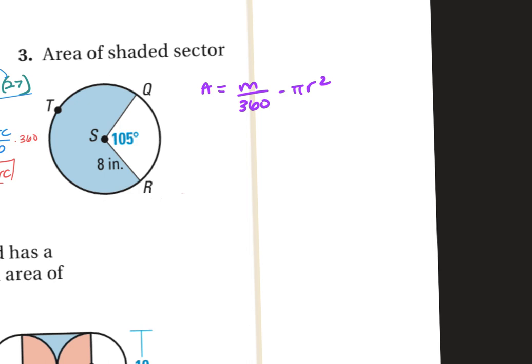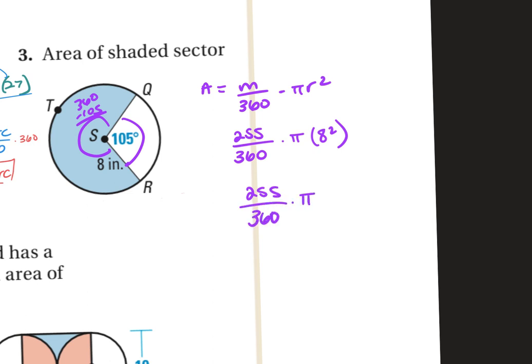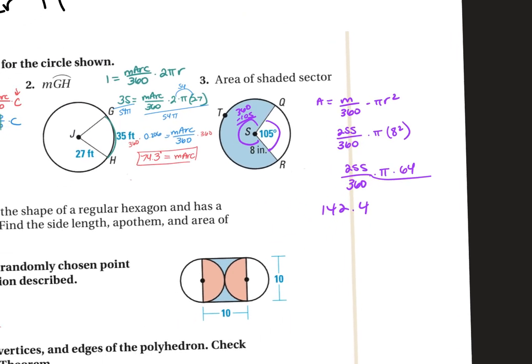So this time the 105 is on this side, and I want the blue. So I have to do 360 minus the 105 to get that part of the measure of the arc. So that's 255 over 360 times pi. The radius is 8 squared. So 255 over 360 times pi times 64. And then you have your calculator, so let your calculator do all of it. Multiply straight across: 255 times pi times 64, and then divide that by 360. 142.4.